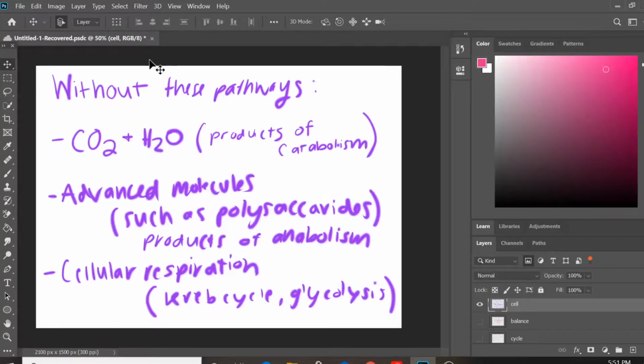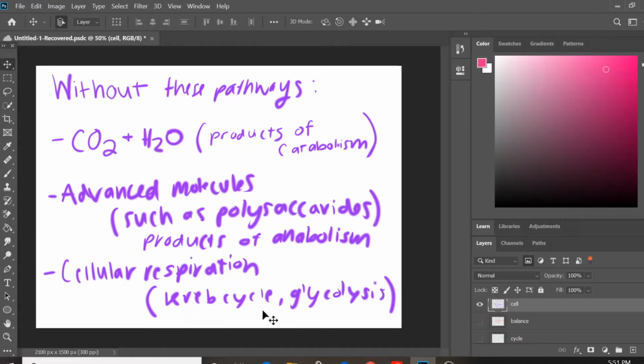Now, without these processes, there are some things that would be detrimental. CO2 and H2O are usually products of catabolism, and without those, various cellular functions would be hindered by the loss of this. And this is also what breaks down your sugars within the cell, which are essential for protein synthesis. Now, advanced molecules wouldn't be able to be put together from within the body rather than getting them from outside the body, such as polysaccharides, like your sucrose, your galactose, your lactose. All of that would not be possible without anabolism. And cellular respiration.